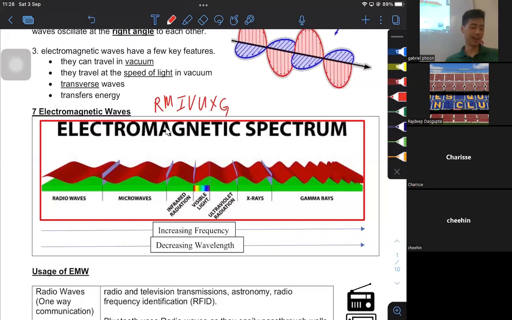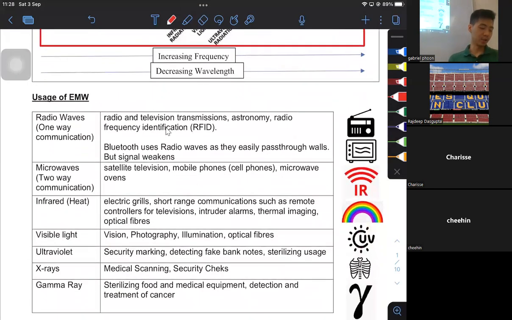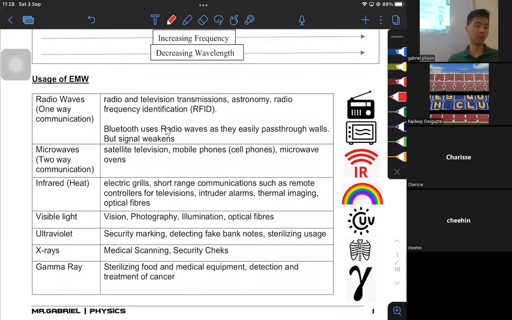Okay, done. Then moving on, these are essentially all the usages of the electromagnetic waves, guys. I want to just quickly give you a brief summary of what you're supposed to know. For radio waves, they are essentially going to be one-way communication. Like when you're sitting in the car, you can hear the radio DJ talking, but the radio DJ will not be able to hear you, right? It's because the radio can transmit signals one way only.